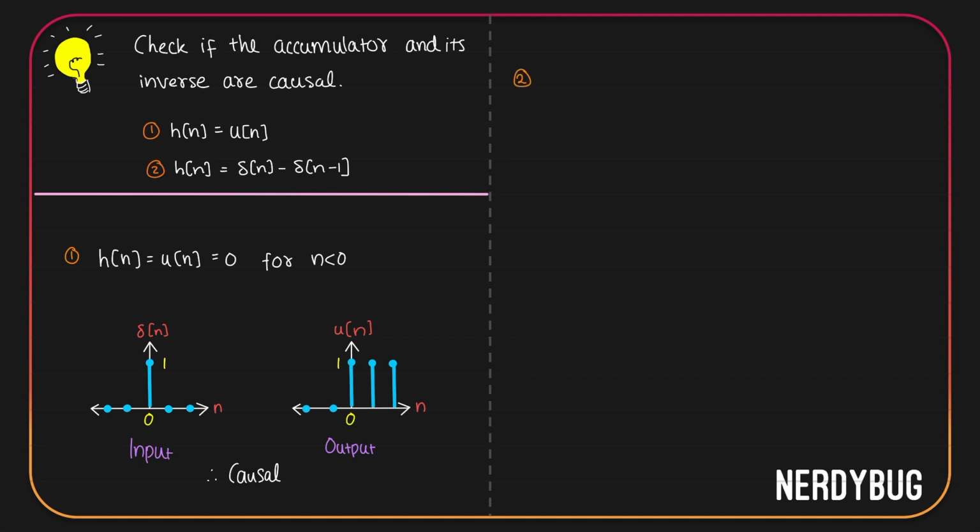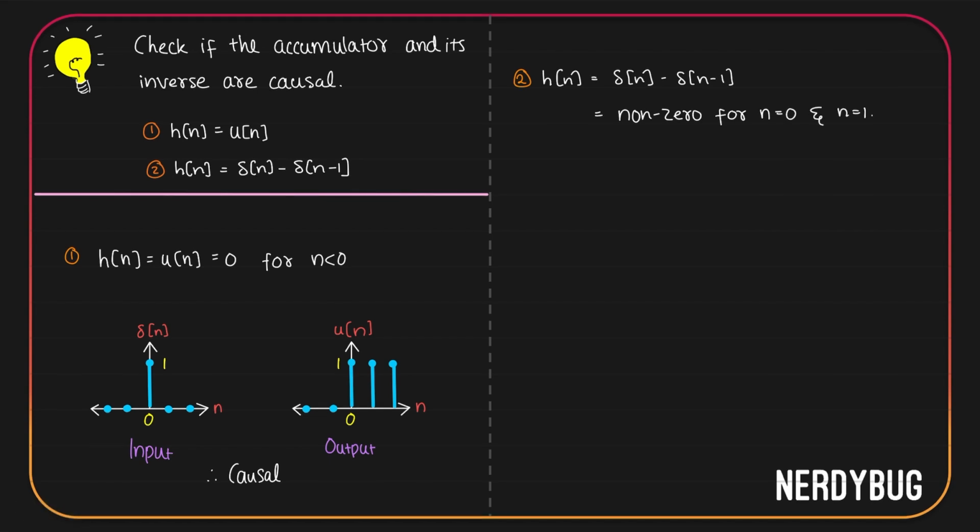Let's take the second one now. Here, h of n is delta of n minus delta of n minus 1. Delta of n is non-zero for n equal to 0. Delta of n minus 1 is non-zero for n minus 1 equal to 0, or n equal to 1. So this is non-zero for n equal to 0 and n equal to 1.